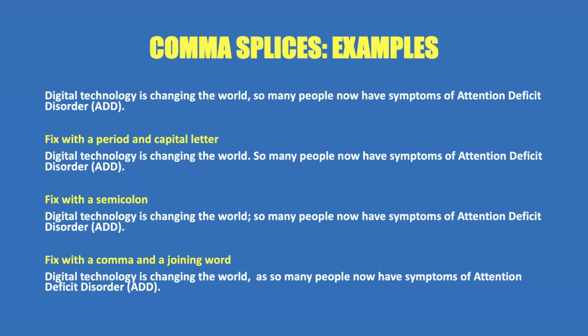First way, just like last time, we change it with a period. Digital technology is changing the world, period. So many people now have symptoms of attention deficit disorder. You can fix it with a semicolon. Digital technology is changing the world, semicolon. So many people now have symptoms of attention deficit disorder. And then finally, you can fix it with a comma and a joining word, or a coordinating conjunction. Digital technology is changing the world, comma, as so many people now have symptoms of attention deficit disorder. That is a perfect use of a comma, but you need that coordinating conjunction.